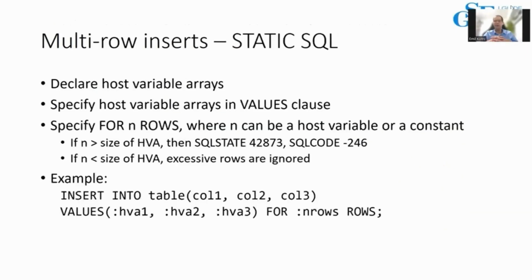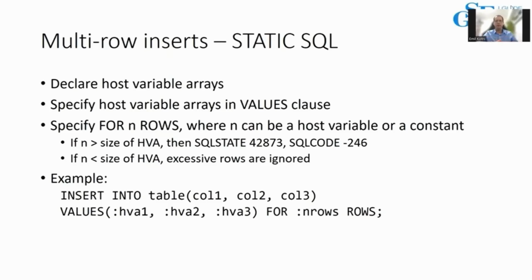So now, finally, heading to some examples. What if I have static SQL? In static SQL, this is pretty simple. You just need to declare host variable arrays for your application. As I mentioned, it's language specific, so COBOL or C is different. Then you specify the host variable arrays in the VALUES clause, and you specify FOR N ROWS in the insert, where n can be a host variable or a constant. If your n is higher than the size of the host variable array, you will get an error. If it's less, then the excessive rows are ignored, but keep in mind the DRDA consideration I mentioned before.